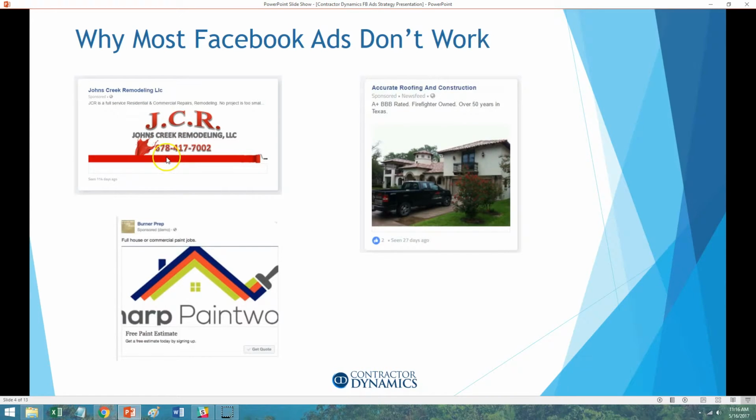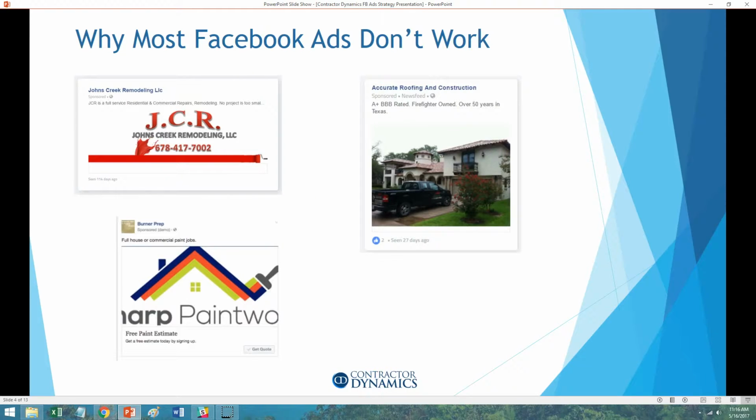It's just kind of a, hey, be aware of JCR remodeling. No project is too small, just basically saying the same thing as every other contractor out there. So this is not specific. It's not addressing a problem. It's not providing a solution or an offer or call to action. And this company, we don't know them personally, just an example we found online.